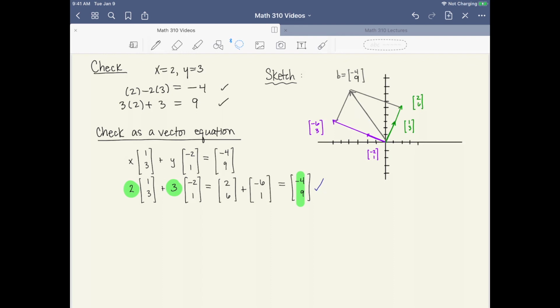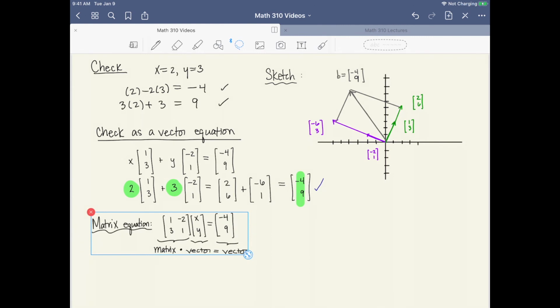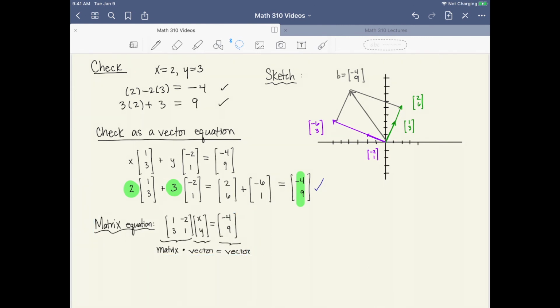There's yet one more way to think of this, not just as the row perspective and the column perspective, but we can also think of this in terms of a matrix equation as well, which is something we're going to be exploring a lot more in the next few lectures. But here is another way to package this exact same system of equations. Here, we're going to consolidate the 2 column vectors in a matrix. The 1, 3, the first column vector, just becomes the first column of this matrix, and the second column vector becomes the second column of this matrix.